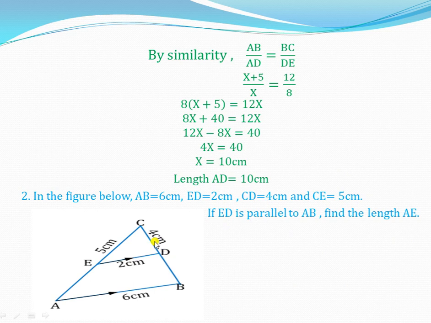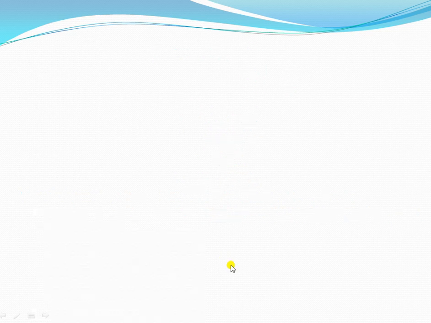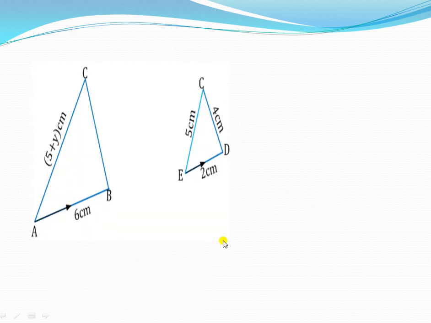They have given us this figure, but before you go on to answer the question, you realize there are two triangles that we can obtain from here. One of the triangles will be ABC and the other one will be EDC. So like we said, you simply draw the two triangles. Now this is our ABC and this is our EDC.